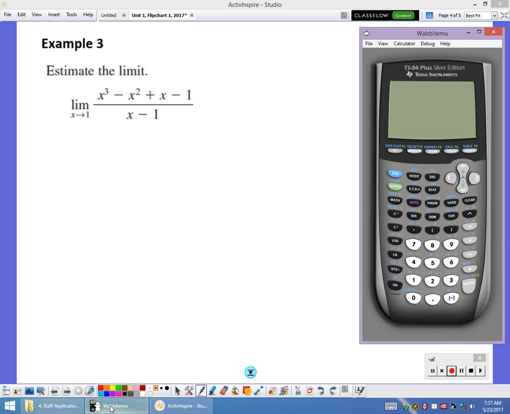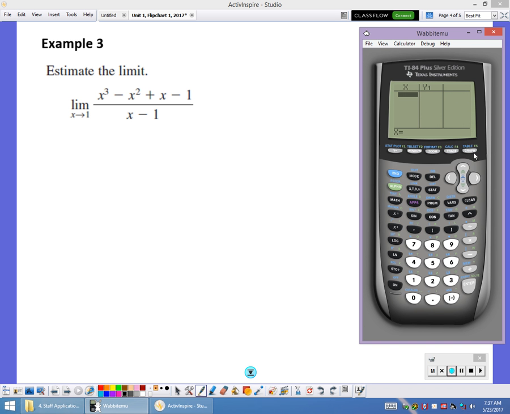So I put it in my y equals equation. Okay, I just typed in that equation. And then I'm going to change my table settings. If I go up here to table set, and then go down to where my independent variable is, and change that to ask, now when I go to my table, it's blank.